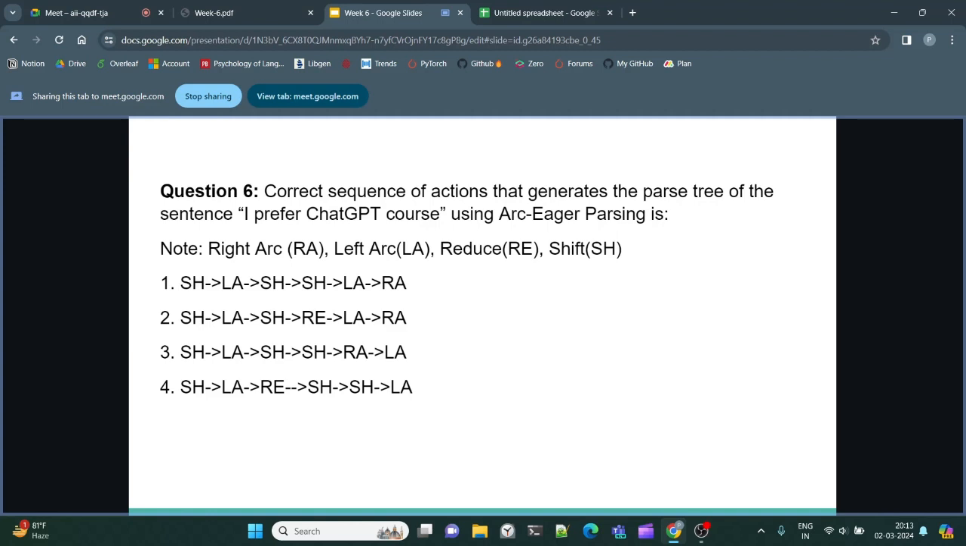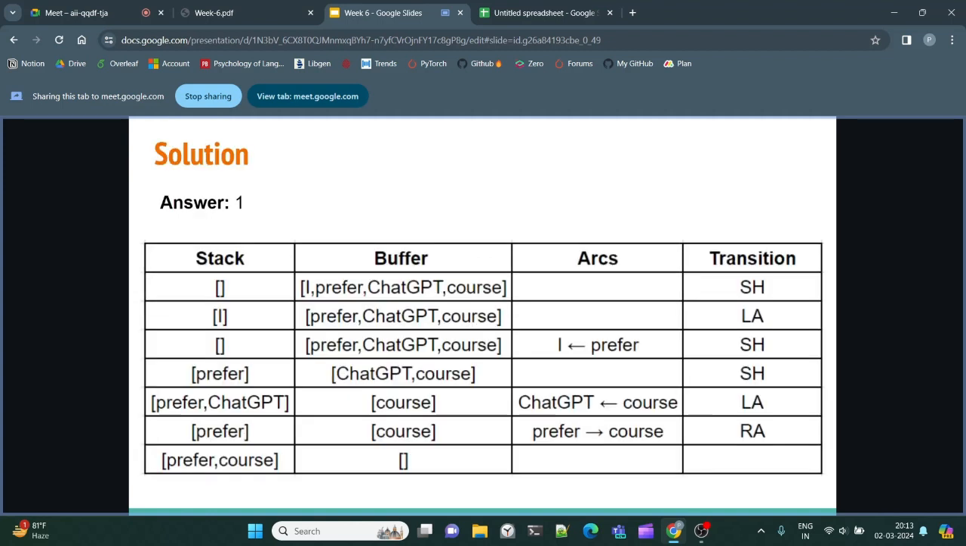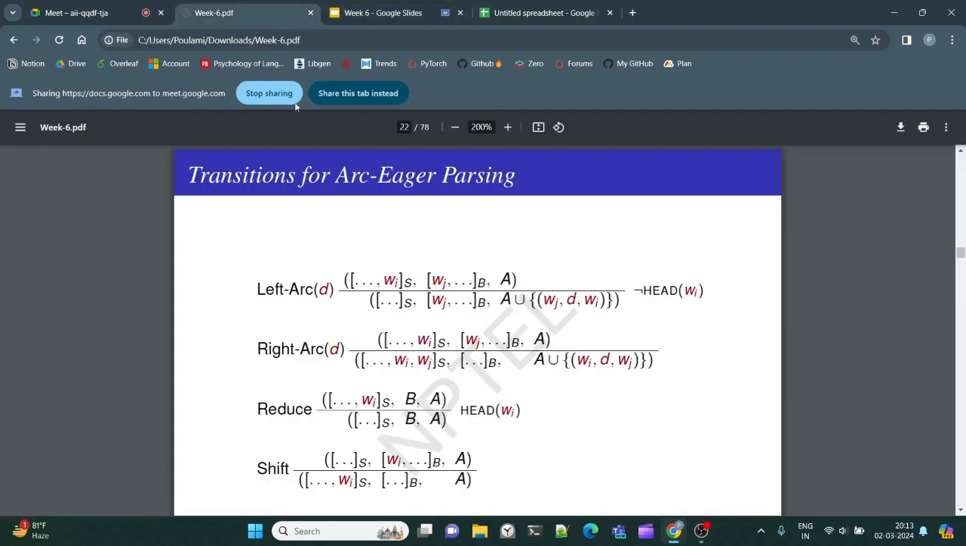Ma'am, in this, please go to the table. In this, after the shift, you have not removed the prefer, because there were no arc and relation between the prefer and chat. I did not remove prefer. We cannot just abruptly remove a word from the stack. We can only remove in certain cases.